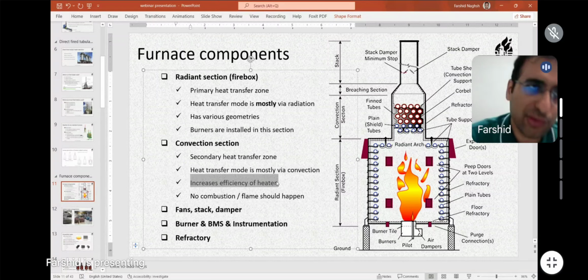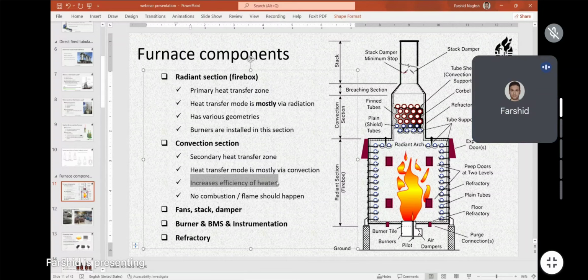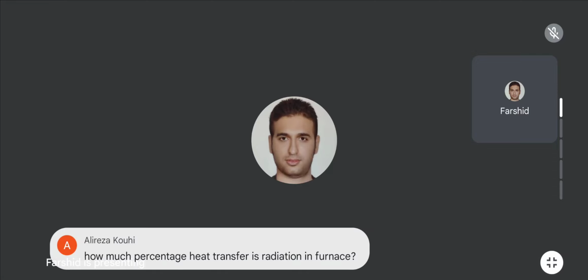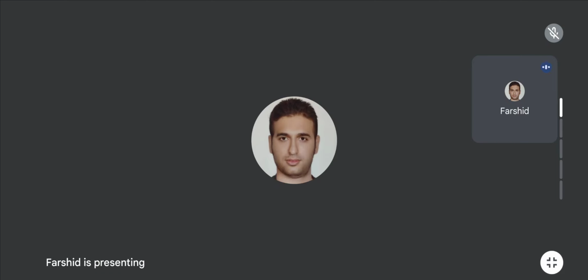Consider the convection section. Suppose you have hot flue gas coming out of the radiant section of the heater. It is still hot. It has energy. And if you send it to the atmosphere, you are wasting a huge amount of energy. This was the case, for example, 80 or 100 years ago in the United States. In 1940 or 1950, there was no convection zone inside furnaces designed in the United States.